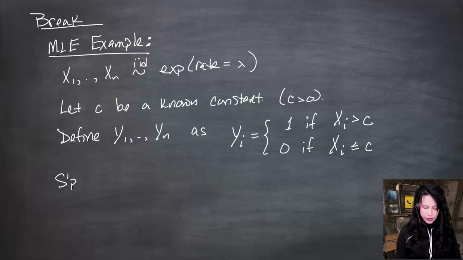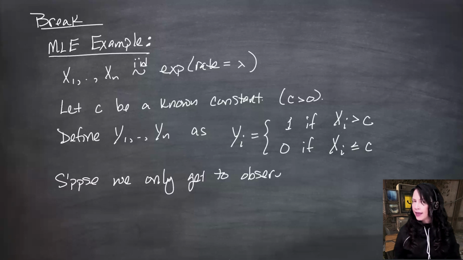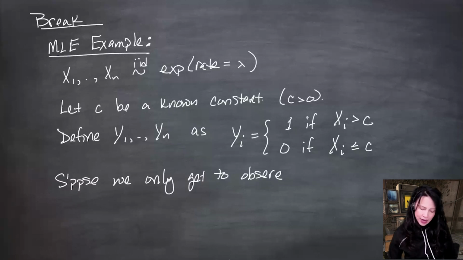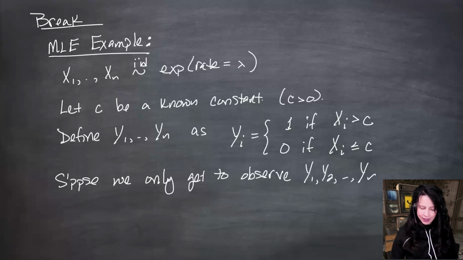Suppose we only get to observe not the x's, but the y's. Observe y1, y2 out through yn. We do not get to observe the x's.